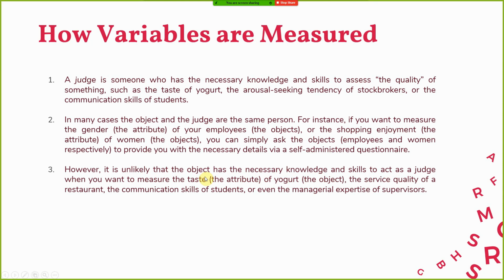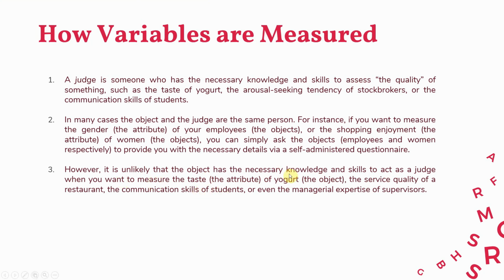There might be a situation when you cannot act as a judge. It is important to note that the yogurt actually can't judge its own taste, so it can't be a self-judge. Or the restaurant can't judge its own service quality, so the consumer has to be the judge. Or the communication skills of a student: a student can't judge his own communication skill. It has to be judged by someone else, or even the managerial expertise of the supervisors. So in this case, the object cannot be the judge of its own attributes or characteristics.